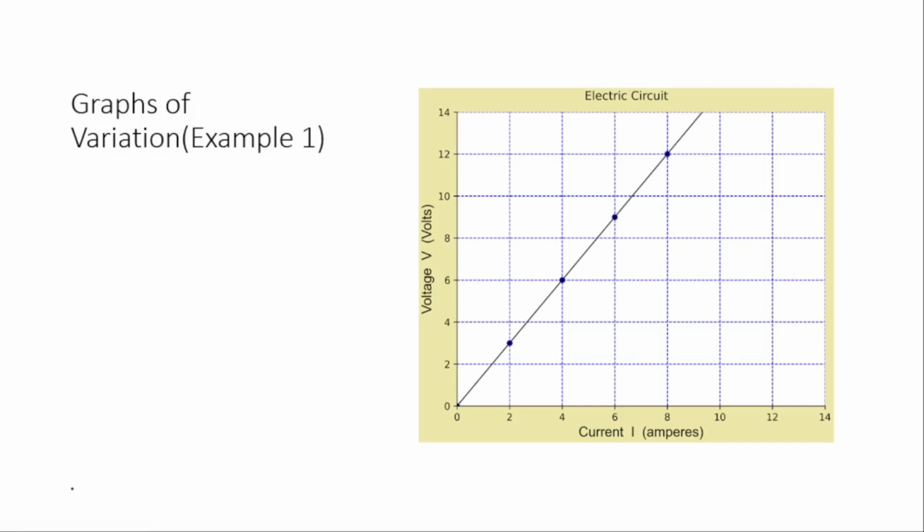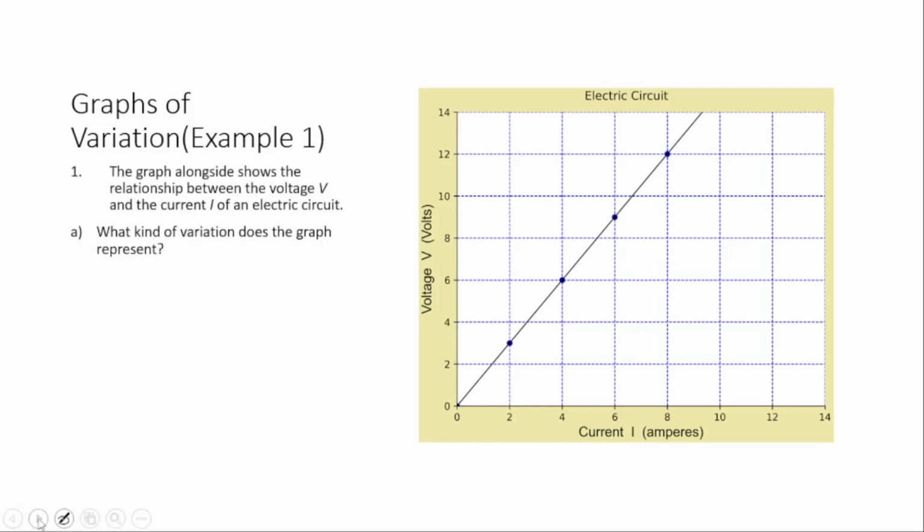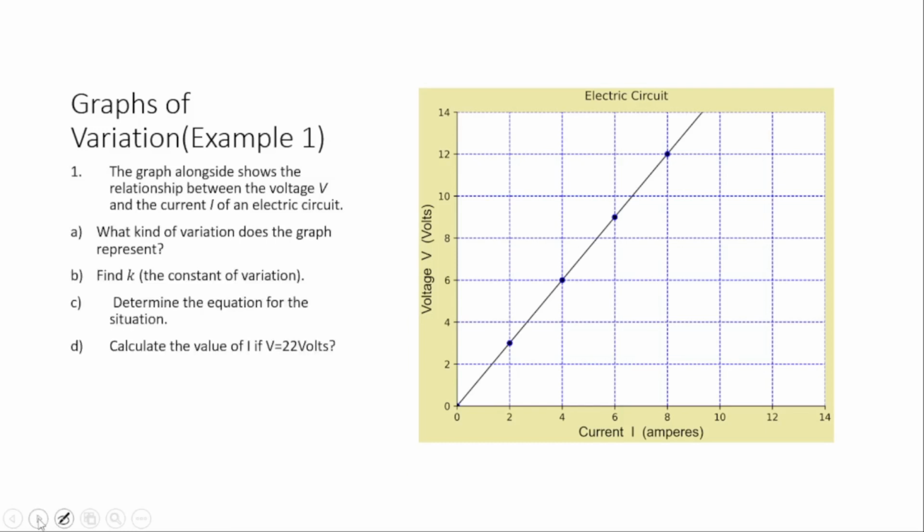Okay, an example. This example is going to combine the knowledge that we have gained in the previous lessons with the application of this stuff in the real world. When you look at the graph alongside, we have voltage on the vertical axis and current on the horizontal axis. We have a straight line graph there. So we need to answer the following questions.